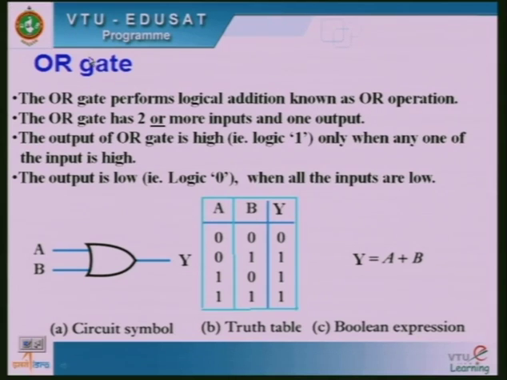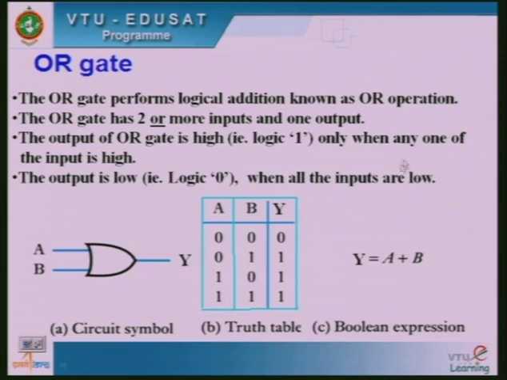The OR gate symbolic representation is given here, and in the second line we are saying the gate may have a minimum of 2 or more inputs and only 1 output. Here the truth table is defined with 2 variables, considering A and B at the input.